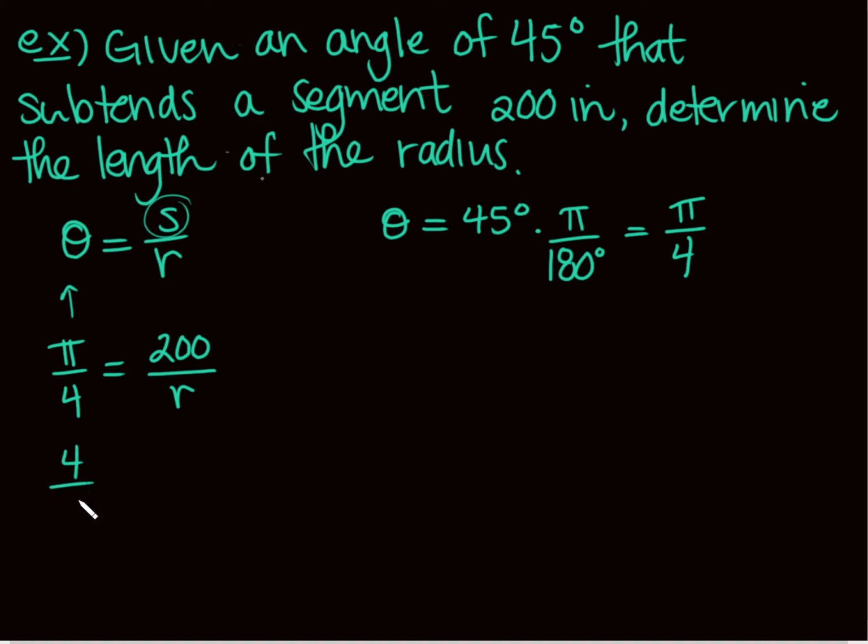So I'm actually just going to flip both sides. I like to flip that so that my R is on top. Now that my R is on top, I can multiply both sides by 200. And remember, these are 200 inches, right?